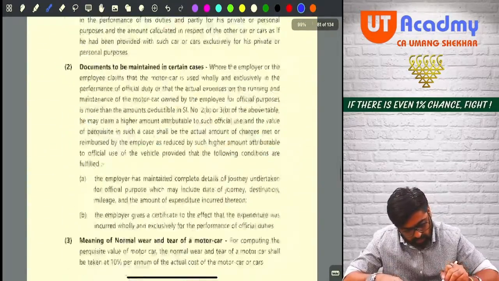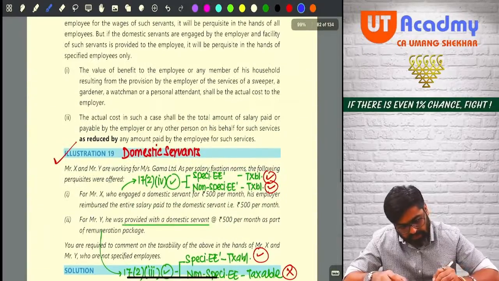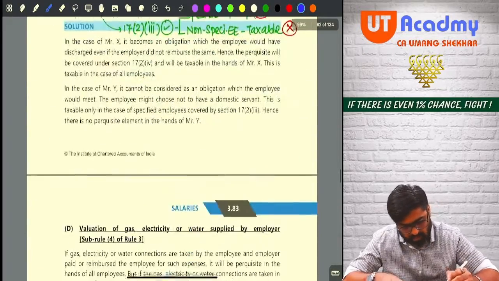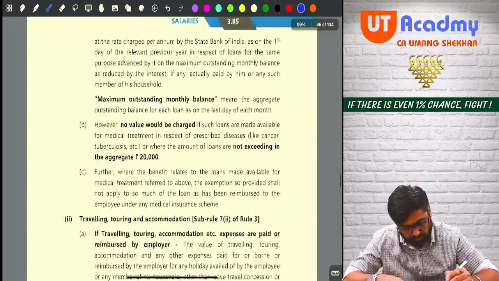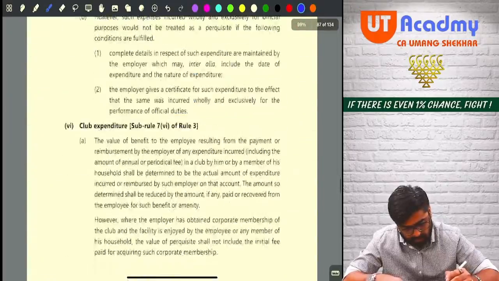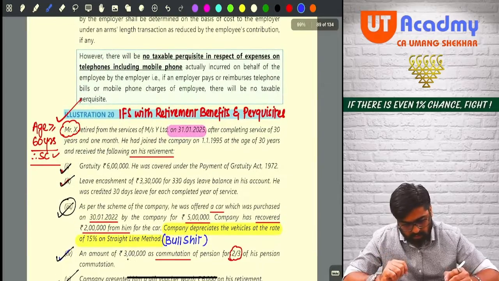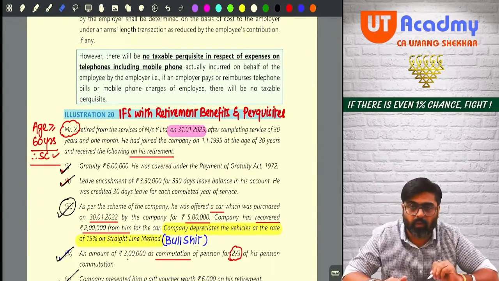Now let's come to the next one. 19th. Domestic servant also we did, no? Very good. 19th is done. 20th question. This 20th question is to be done now.